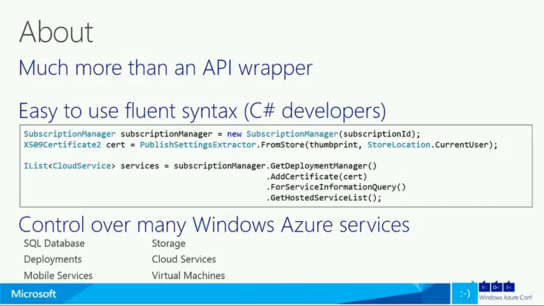But it becomes really easy for us as a C# developer to write just a couple lines of code to get a list of all the different cloud services we have. So I create a new subscription manager, passing in my subscription ID, work with the published settings extractor to get a management cert, and then I just say subscriptionManager.GetDeploymentManager, adding that management cert. I'm going to create a query to list out all the different hosted services.